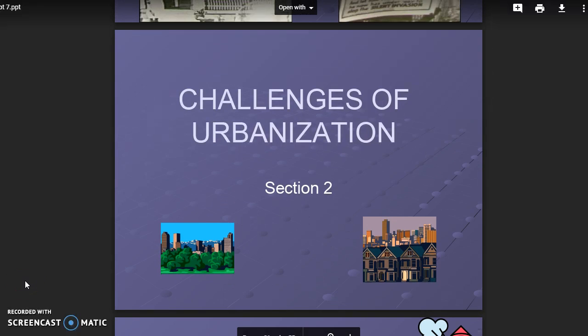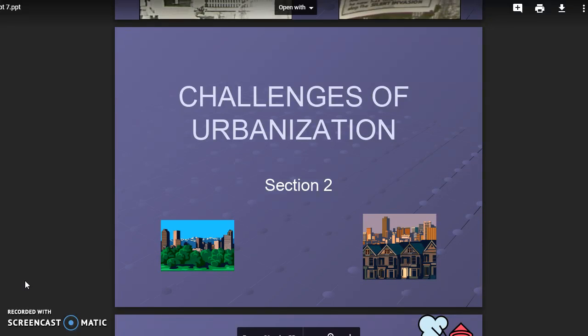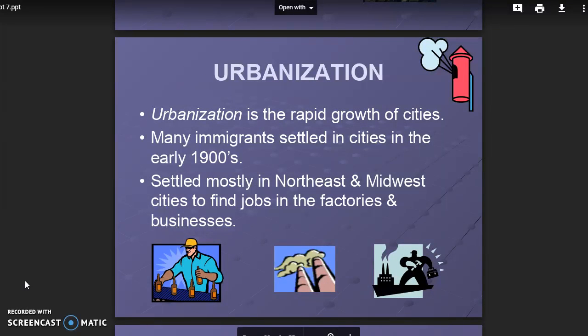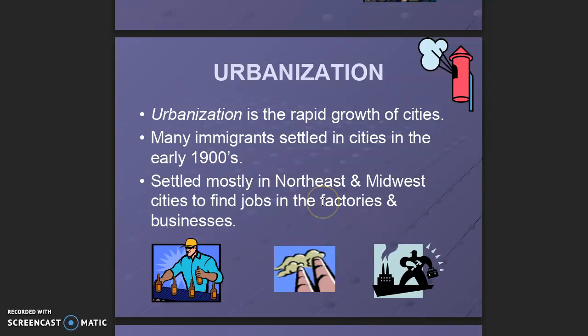Section 2, the challenges of urbanization. Question number 12 is asking you to define urbanization. Urbanization is the rapid growth of cities. Many immigrants settled in the cities in the early 1900s. They settled mostly in the Northeast and Midwest cities to find jobs in factories and businesses. So when you define urbanization, you need to include the rapid growth of cities. Many immigrants settled in cities, and they did so for factory work.